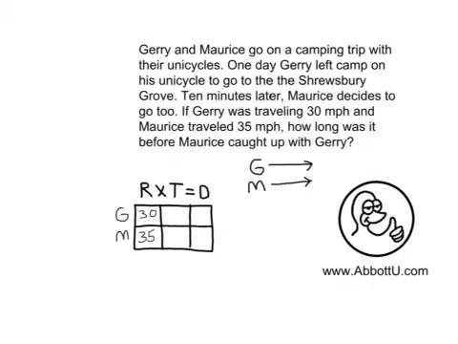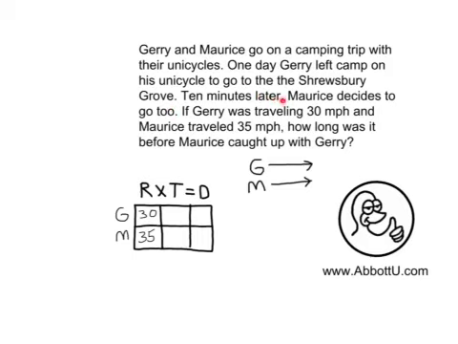Well, paying attention to the ultimate question that they're asking, how long was it before Maurice caught up with Jerry? Another way of phrasing that is, how long was Maurice on the road on his unicycle? I can understand that this is what is so often difficult about word problems, because it's like, how do you interpret it that way? Well, just remember that 10 minutes later, Maurice decides to go also.